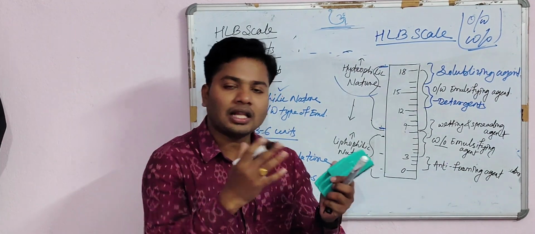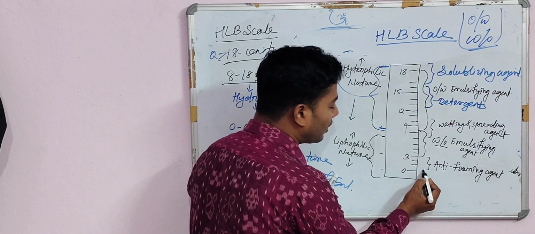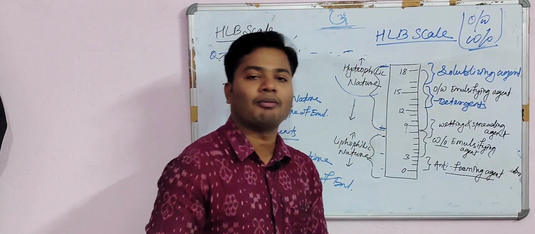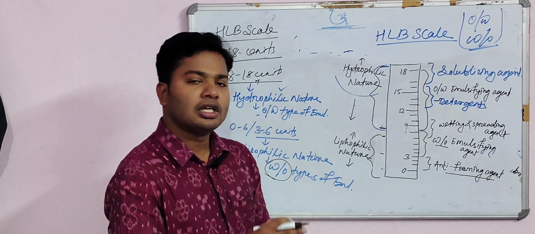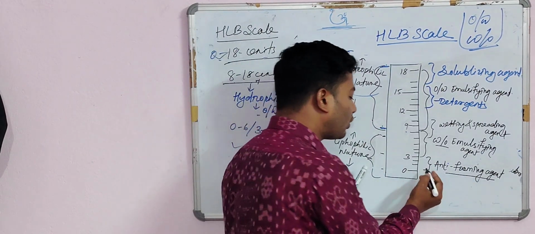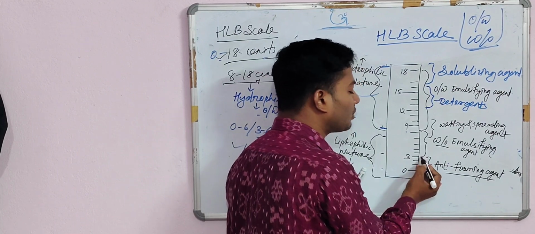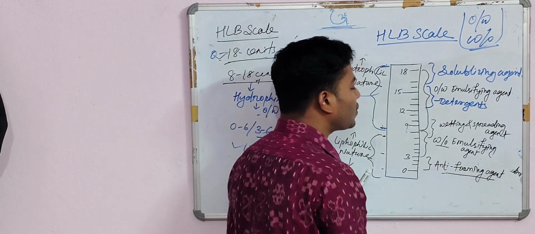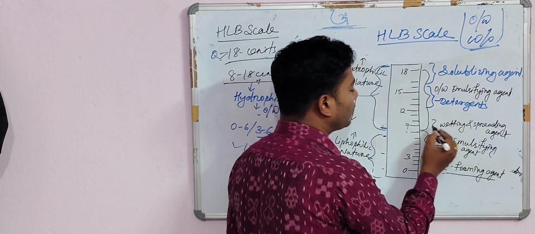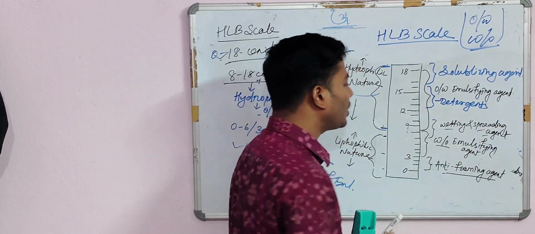Clear? And some other examples of emulsifying agents. Those emulsifying agents with HLB values of 1 to 3 are under the anti-foaming agents, because, as all of you know, many different types of emulsifying agents are there. Those with values of 1 to 3 are anti-foaming agents, and some with 7 to 11 are under the wetting and spreading agents.